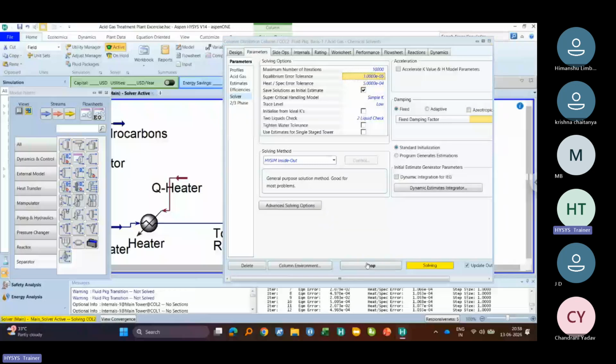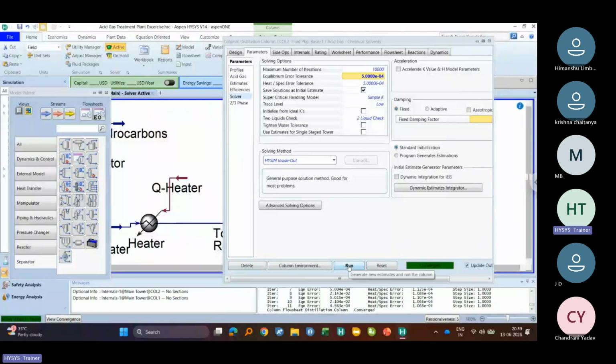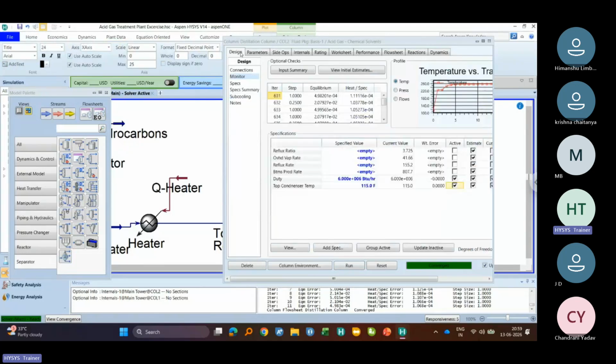And we will see that this equilibrium error value is in the range of e to the power minus 4 or e to the power minus 3, everywhere it is happening. So for that reason, we have kept these two values at some equal value, that is 5 into e to the power minus 4. This was the reason behind changing this value. So we'll just click on reset and run. We will see that iterations may go from 5 to 10, 11, but it will be converged easily, or it will be converged very quickly.